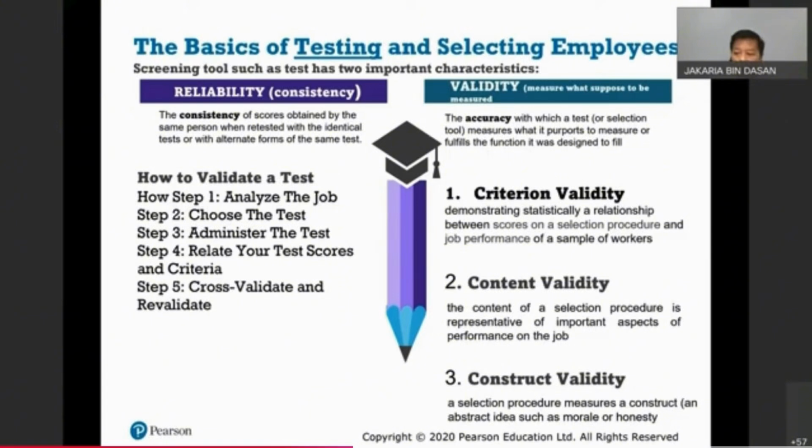Construct validity, because sometimes when we use a questionnaire, that questionnaire is actually representing particular variables. For example, efficiency. In efficiency, there are some items that we measure. Perhaps another variable is patience. Patience has some measurements. So patience and efficiency are what we call constructs. So we look throughout the construct whether the score meets the expectation or not.